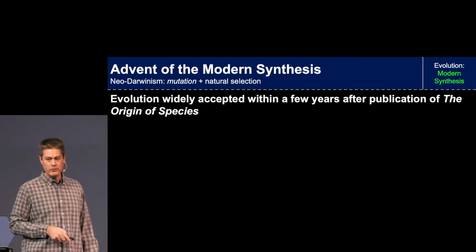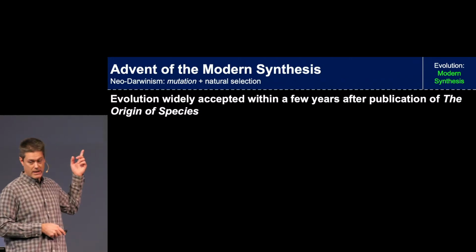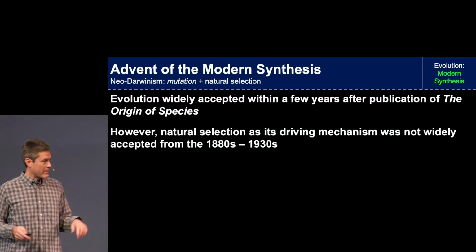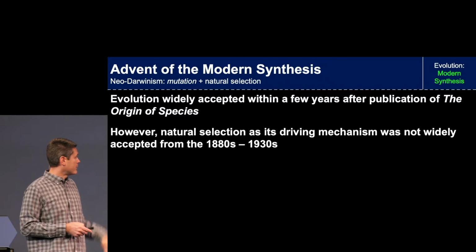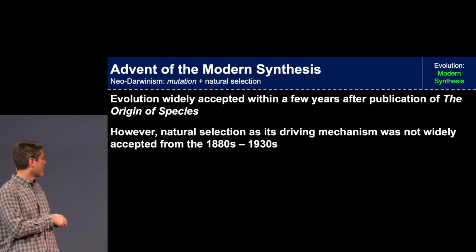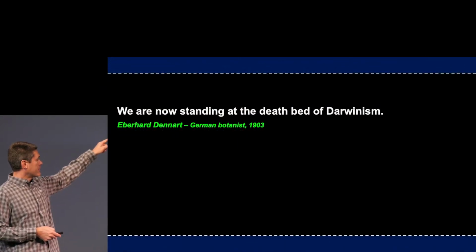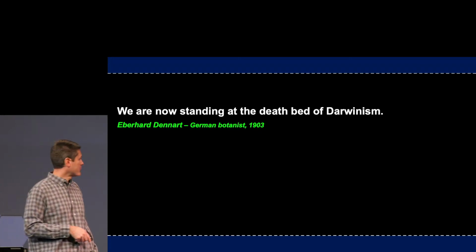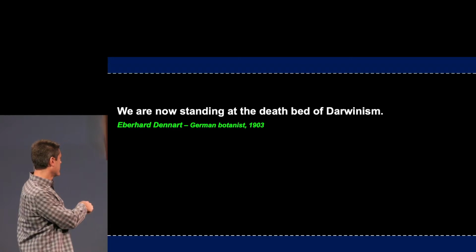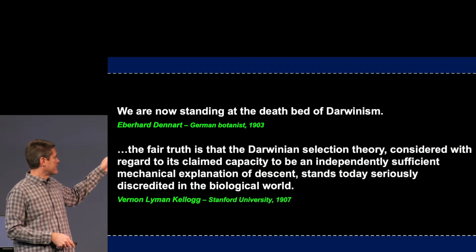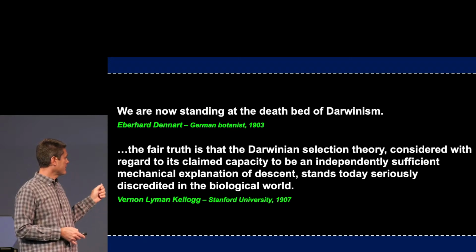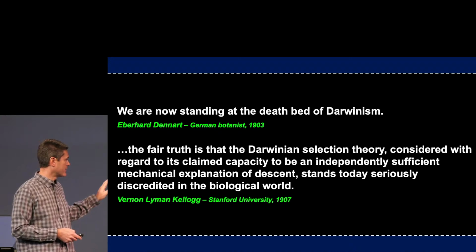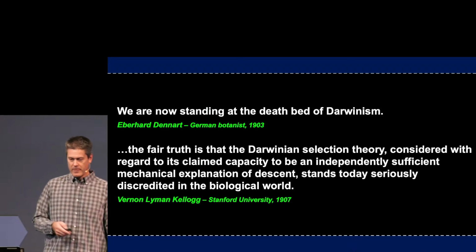Evolution was widely accepted within a few years after Origin of Species. However, natural selection was not accepted as a driving mechanism between the 1880s and the 1930s, and here's why. Eberhard Dennert, a German botanist in 1903, went so far as to say, we are now standing at the deathbed of Darwinism. And there's someone from MIT, Vernon Kellogg, who said, the fair truth is that the Darwinian selection theory, considered with regard to its claimed capacity to be an independently sufficient mechanical explanation of descent, stands today seriously discredited in the biological world. That was in 1907. Obviously, that's no longer the case.